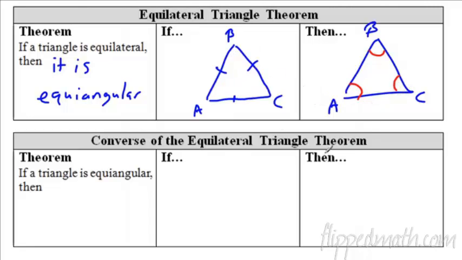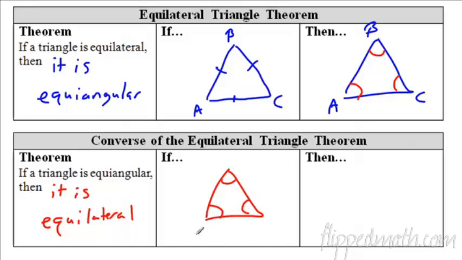How about the converse of that? Can we flip it? If a triangle is equiangular, then it is what? It is equilateral. So the equal just means equal, equilateral. So if I give you a triangle where all the angles are the same, what has to be true?